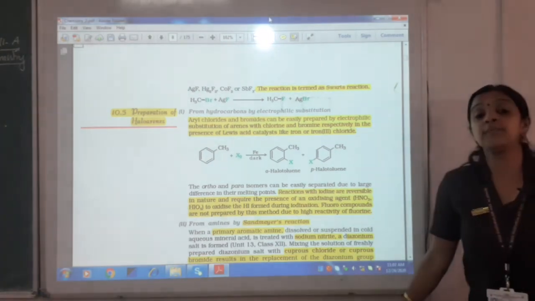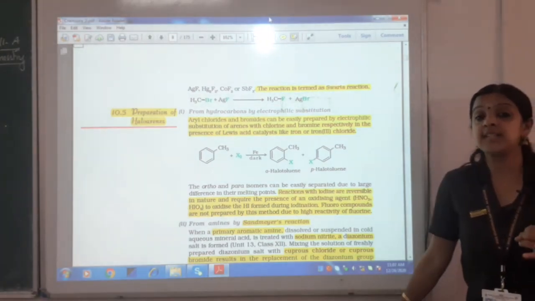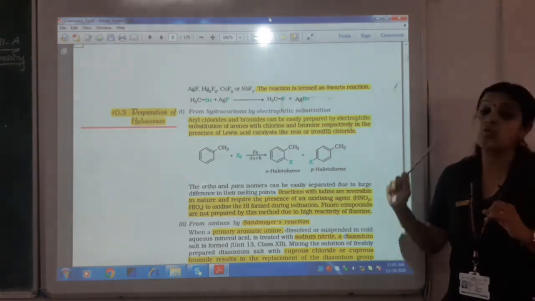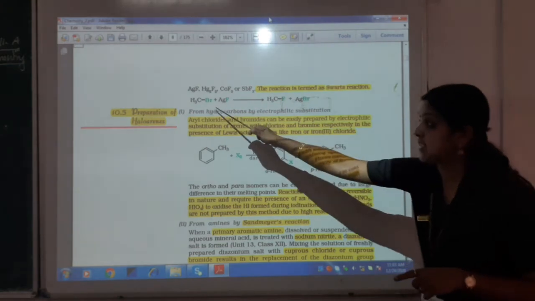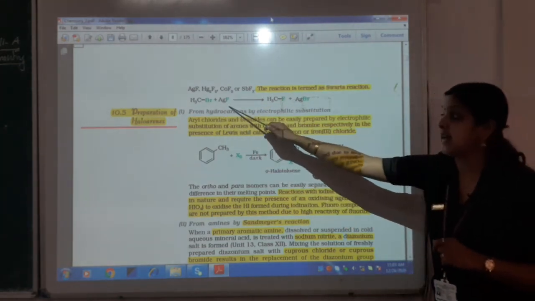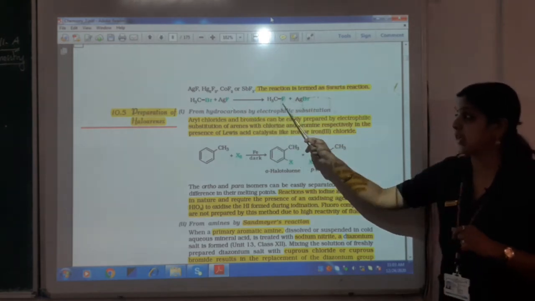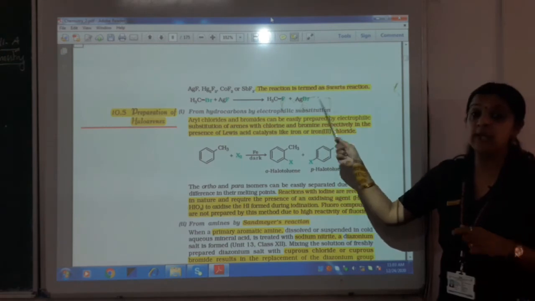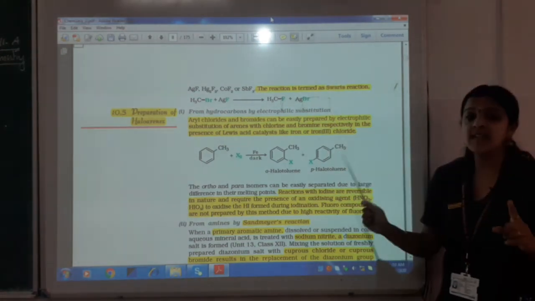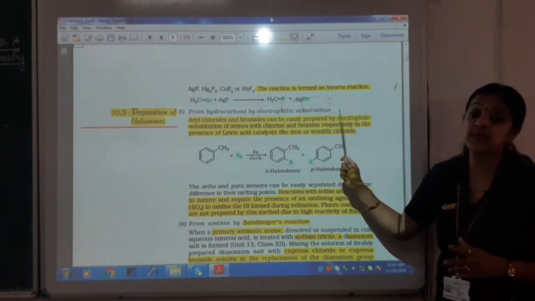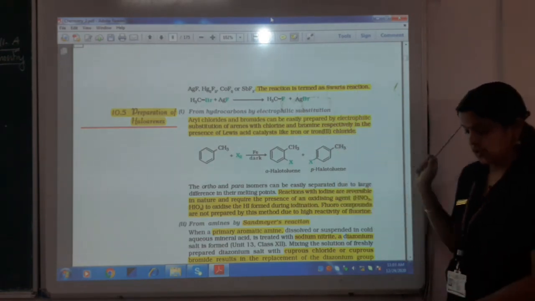If iodine preparation is asked, it is the Finkelstein reaction. If fluorine preparation is asked, it is the Swarts reaction, where you can see an alkyl bromide reacting with silver fluoride, and you get fluoroalkane plus silver bromide. This is the only reaction used for the preparation of fluoroalkanes or alkyl fluorides. So, do not forget this, children.